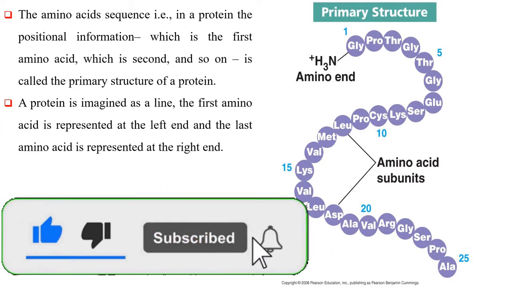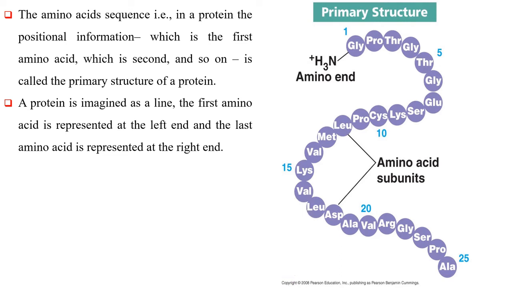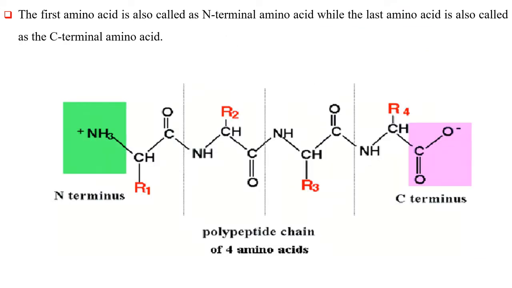The amino acid sequence in a protein, that is, the positional information of which is the first amino acid, which is second, and so on, is called the primary structure of a protein. A protein is imagined as a line. The first amino acid is represented at the left end and the last amino acid at the right end. The first amino acid is also called the N-terminal amino acid, while the last is called the C-terminal amino acid.